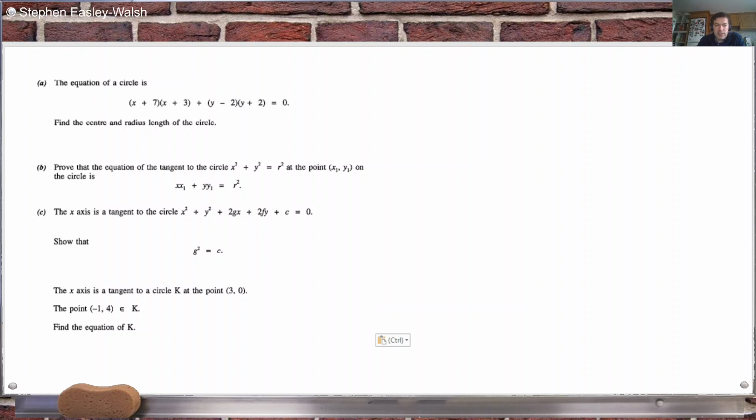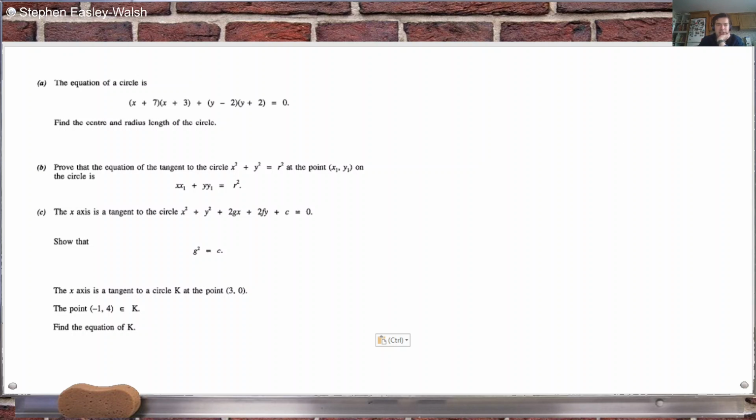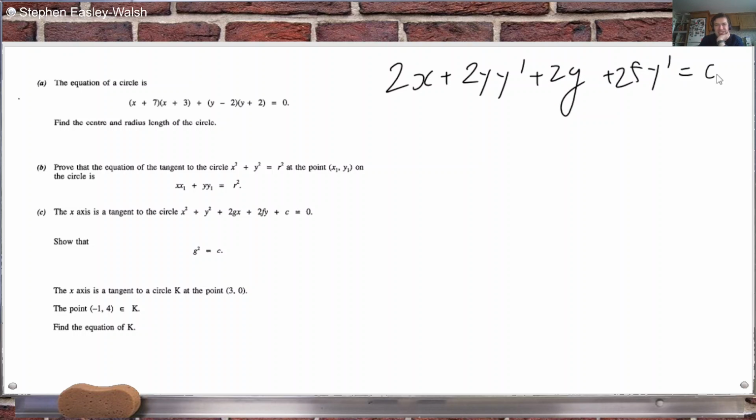The x-axis is tangent to the circle. Show that g squared equals c. The x-axis is a tangent. So that means the circle is sitting on the x-axis, either just above it or just below it. Something like that. Okay, so do I want to use a derivative? Let's just see what happens if I differentiate. Might not go anywhere. 2x plus 2y dy/dx plus 2g plus 2f dy/dx equals 0.